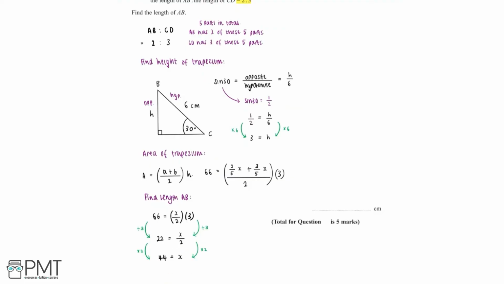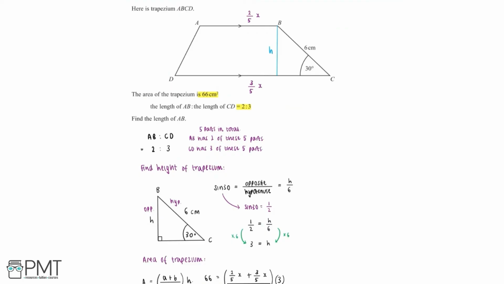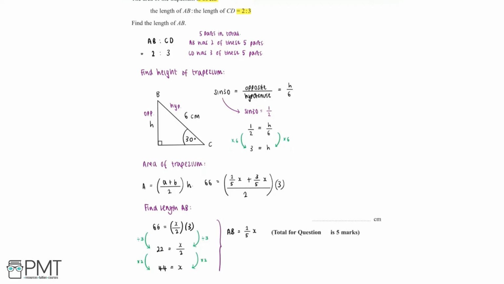Now remember that we need to find the length of AB, and we can use our value of x in order to help us to do this. We said that the length of AB is equal to 2 out of 5x. Now that we know the value of x, we can substitute this in order to find the actual length of AB. And so if x is equal to 44, AB is equal to 2 out of 5 multiplied by 44, which is equal to 17.6 centimetres. And so we've now found that the length of AB is equal to 17.6 centimetres.